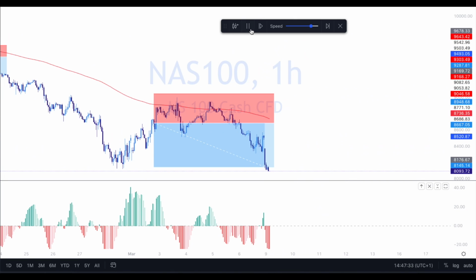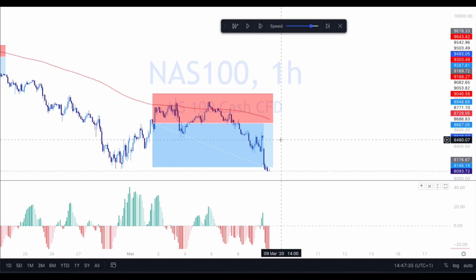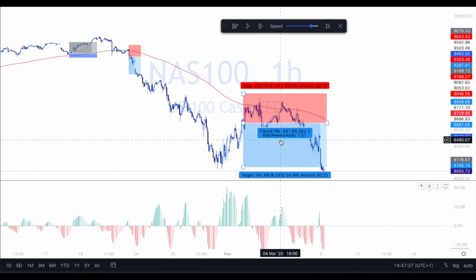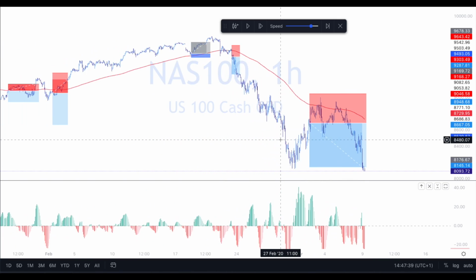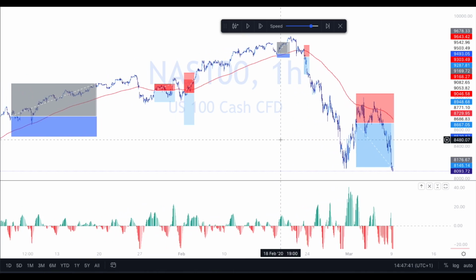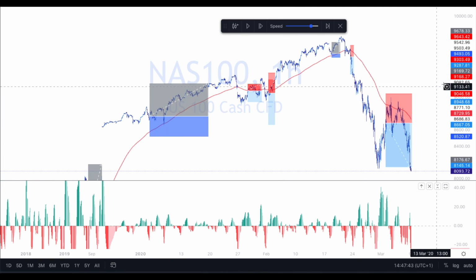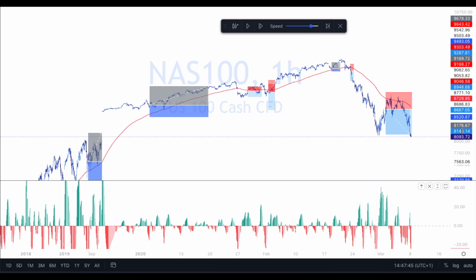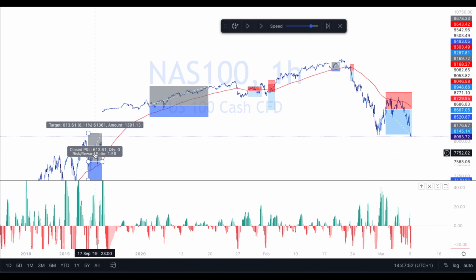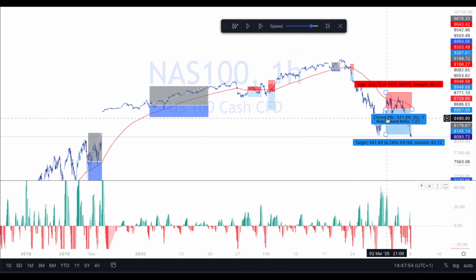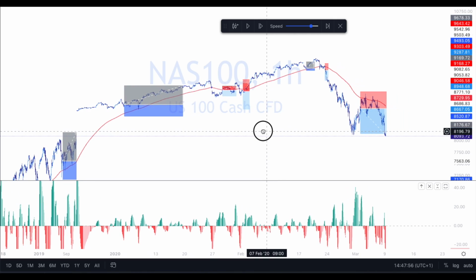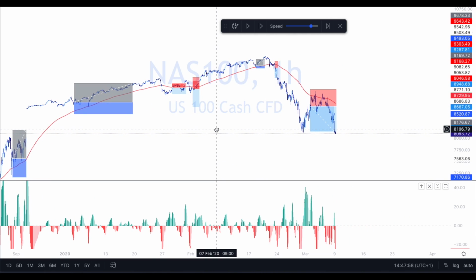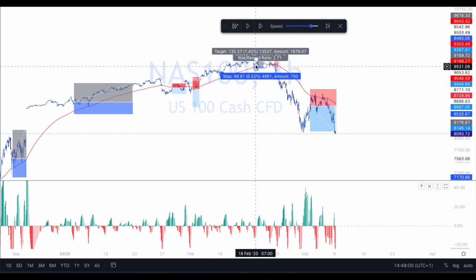Woo! Another TP hit. So guys, as you can see, we're actually not doing bad at all. We've lost 2 trades and we've won 1, 2, 3, 4, right? So okay, let's carry on.